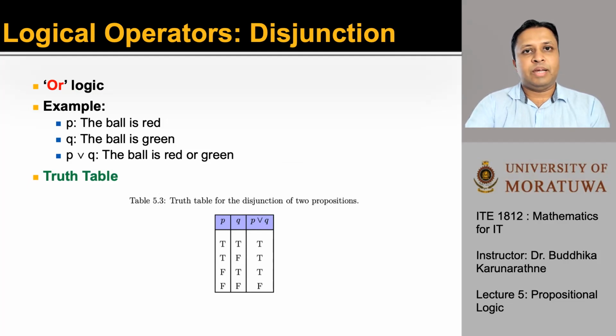Now let's take a look at the truth table for the disjunction of two propositions, P and Q. Once again, you have the different combinations of the truth values. When either of P and Q has truth value true, the disjunction of the two propositions has the truth value true, otherwise false. Only when both propositions have false as their truth values, the disjunction of the propositions has false as the truth value.